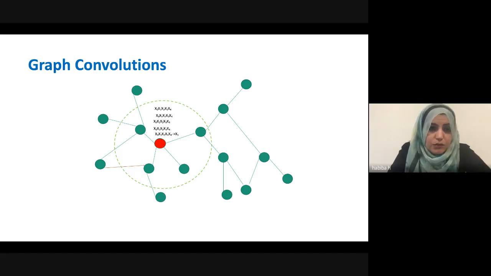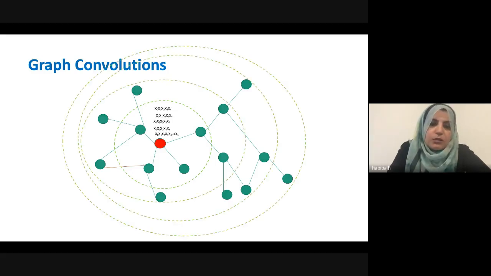There are a number of convolutional operators for graphs as well. But at the moment, just assume that what we are doing is that now for an individual, that red individual, we are not just looking at its own properties or characteristics, but of its neighborhood as well. And we can extend it to the second hop neighborhood, third hop neighborhood, and we can keep on going out in these concentric circles. So that's pretty much the whole idea behind graph convolutions.